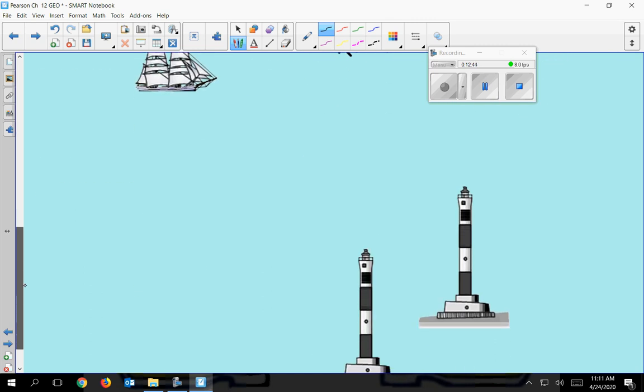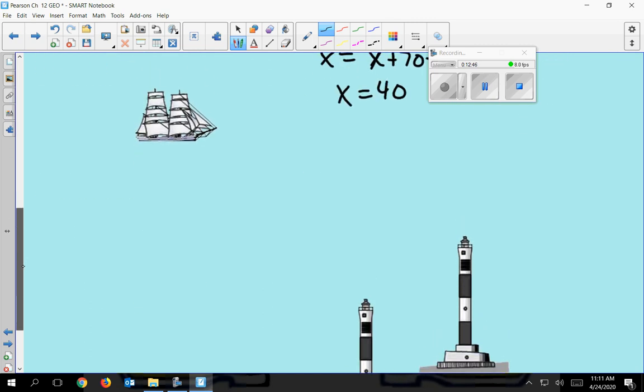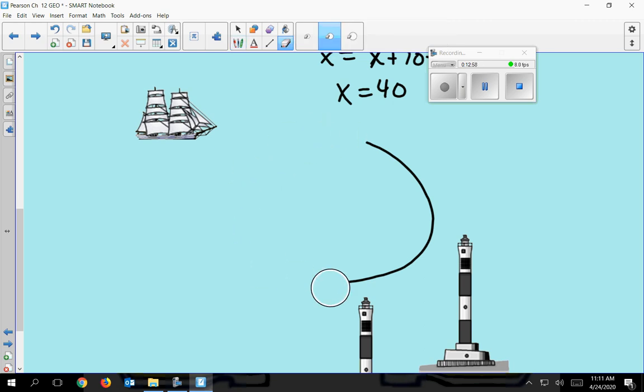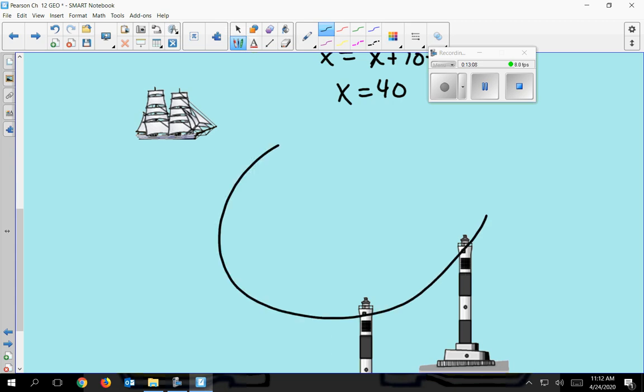All right, so we come on down here to the ship one. Your picture's a little bit different. There's supposed to be a circle here. Okay, and let me redo this. The circle also intercepts the two lighthouses. So let me do this. Pen work, please. Thank you. There's a really nice circle right there.